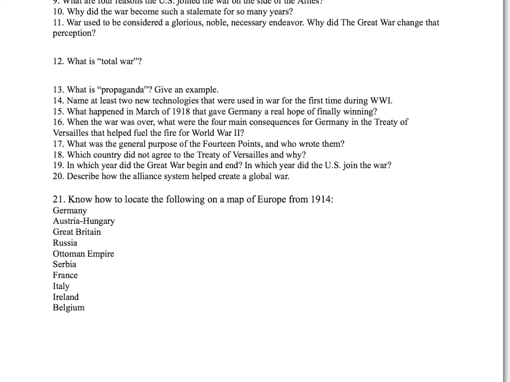Number 18, which country did not agree to the Treaty of Versailles, the treaty that ended the war, and why? Ironically, it was the U.S. Remember, we did not sign it because we didn't like the idea of the League of Nations. And I say ironically because it was our president who wanted that. But we wanted to stay out of international politics. And so we didn't sign the Treaty of Versailles because we didn't like that the League of Nations, which was part of Woodrow Wilson's 14 points, was in there. So we just kind of let it be.